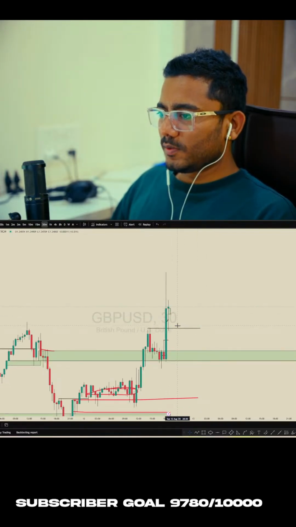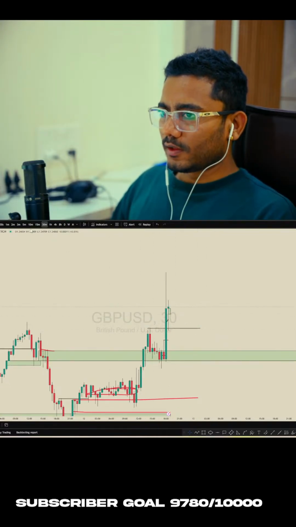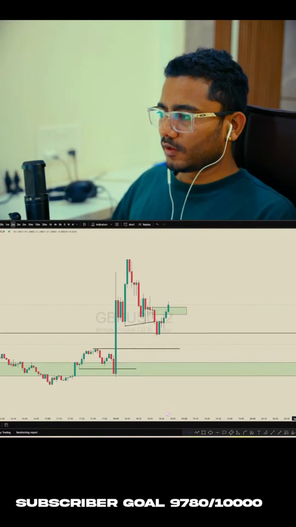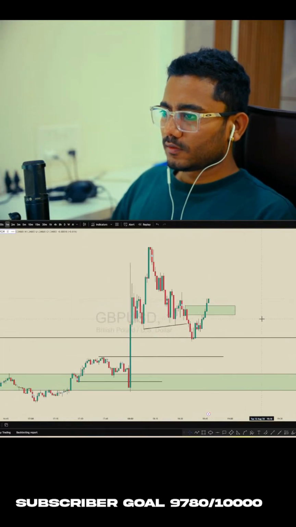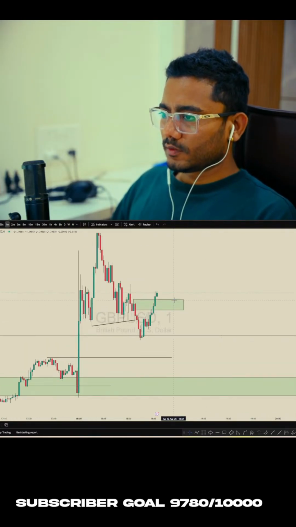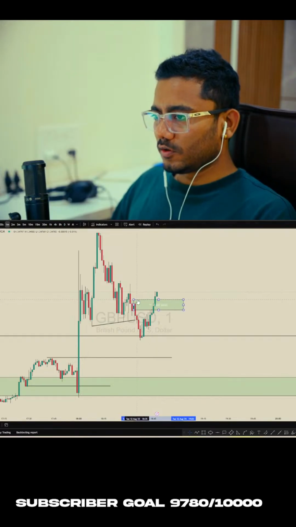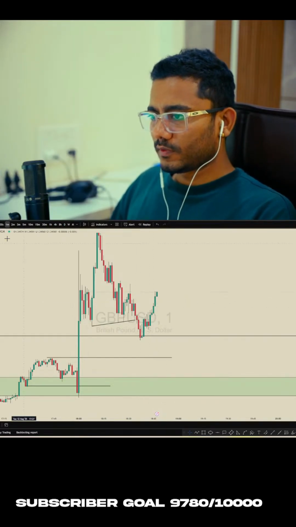So this is the GBP USD. Price has tapped this high. Let's see what price does. It has broken this previous high. So this will be your breaker block.